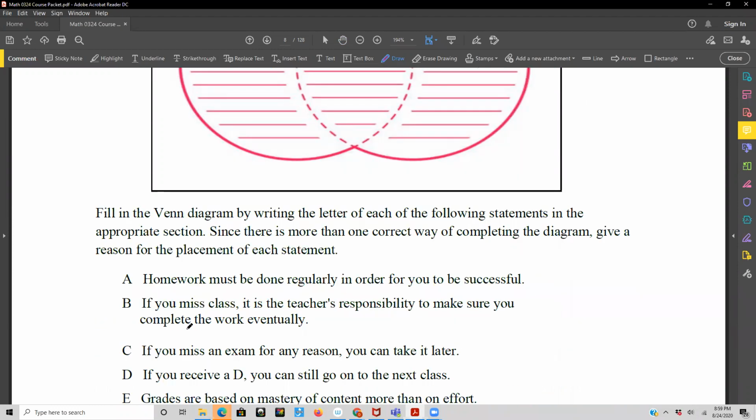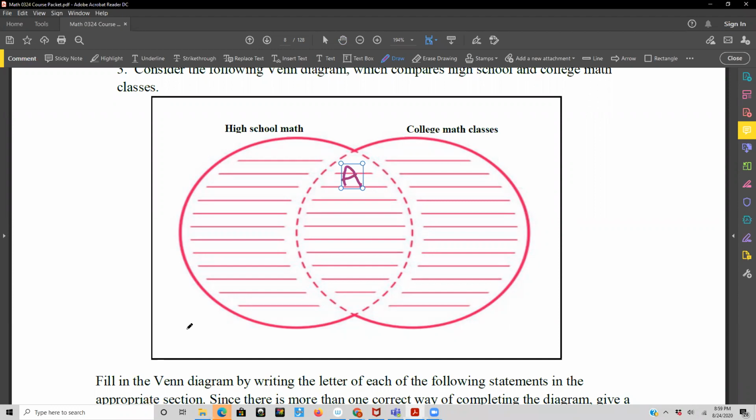B, if you miss class, it is the teacher's responsibility to make sure you complete the work eventually. Okay, what do you think? I was a high school teacher for 18 years, and honestly, it was my responsibility whether I liked it or not. College, not my responsibility. That is your responsibility. So, for my opinion, the B is going to go over here. This is a little opinionated, but that's just my opinion being a former high school teacher.